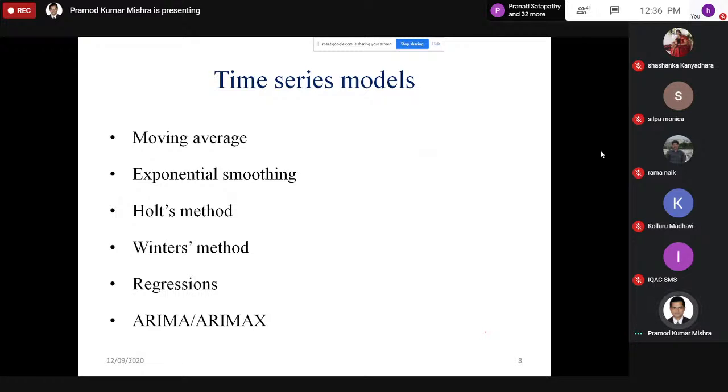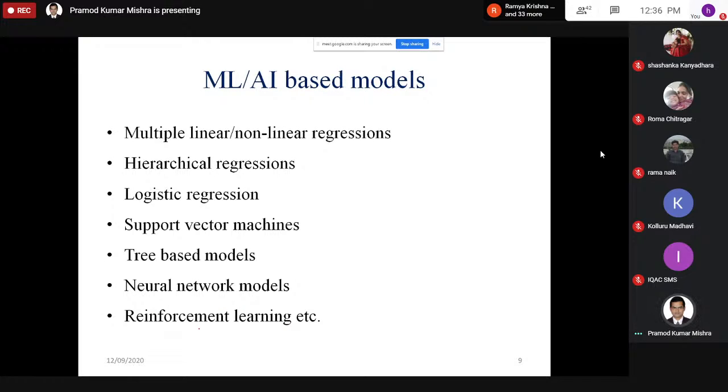These are all one-hour classes. Moving average, exponential smoothing, Holt's method, Winters' method, regression, ARIMA and ARIMAX. In the demonstration, I'll just show you this part. Of course, ARIMAX I'm not showing. ARIMA I'll just demonstrate. Then you have the ML-based models, the multiple linear or non-linear regressions, then hierarchical regressions, right?